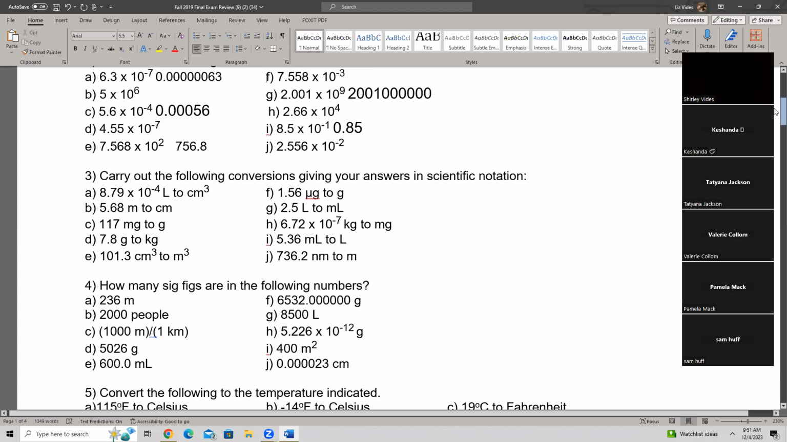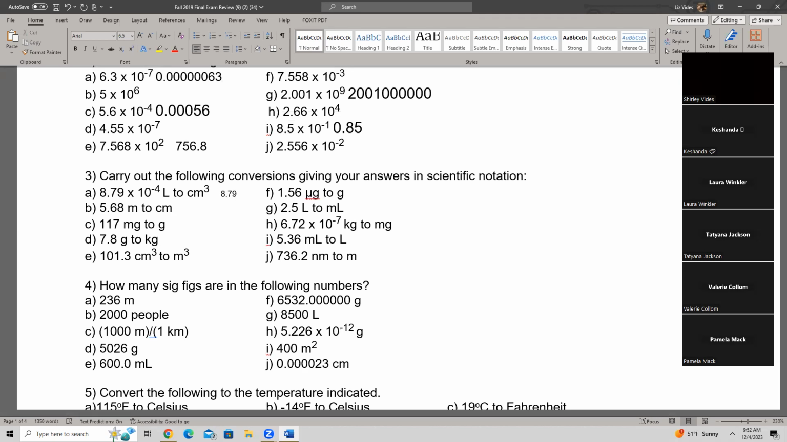Now this one, we need to do each one separately. So I'm just going to go ahead and give you the hint that each time you're doing one of these, you have to go to your conversion chart that I gave you. Yeah, we got it. Okay, so you notice this one is liters to centimeter cube, and a centimeter cube is equal to 1 milliliter, right?